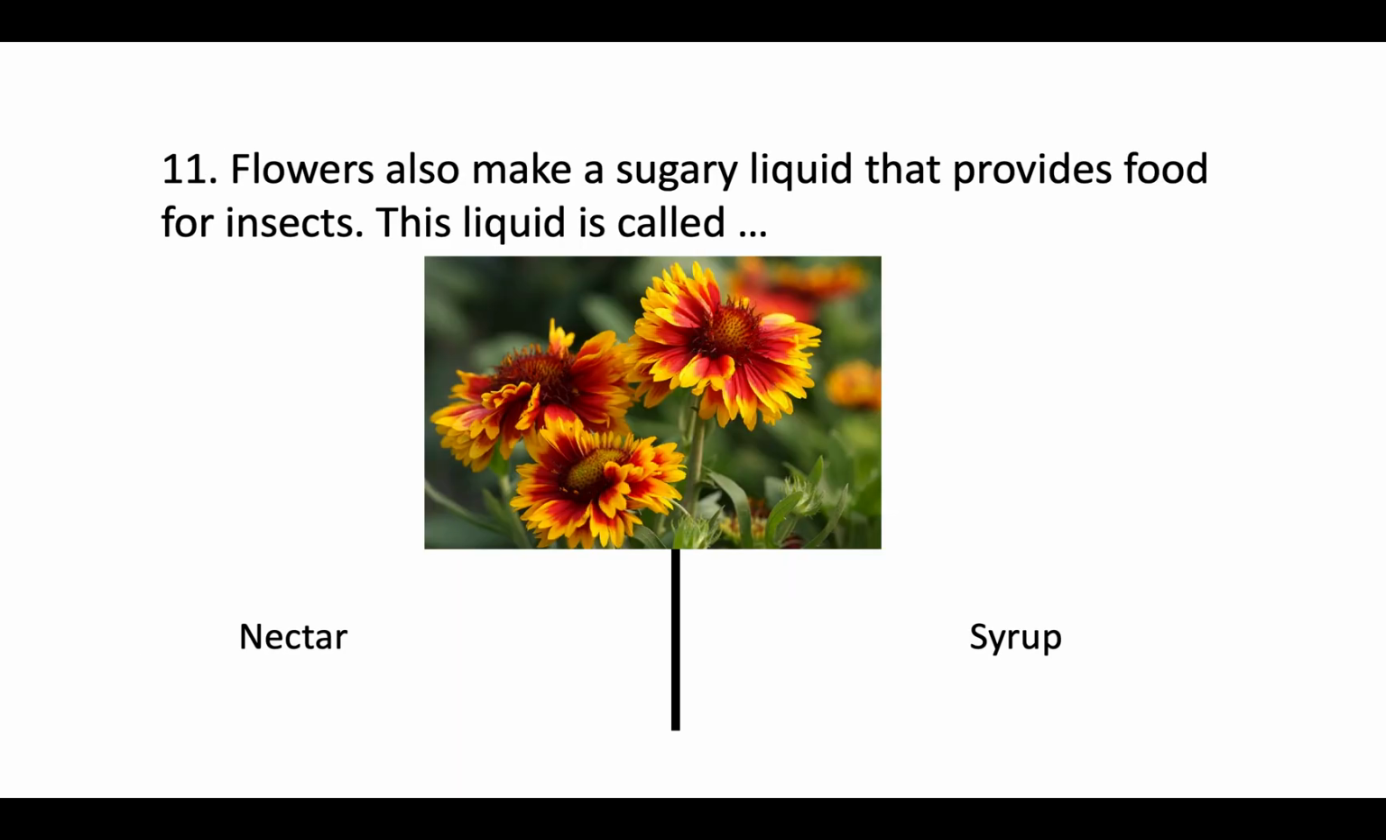Number 11. Flowers also make a sugary liquid that provides food for insects. This liquid is called... If you're an insect, you love this stuff. Is it A, the nectar, or B, the syrup? Now, I know I love B, so I don't think it can be that. No, it's A, the nectar. Okay, so there you go. That liquid is called nectar, and the insects love it.